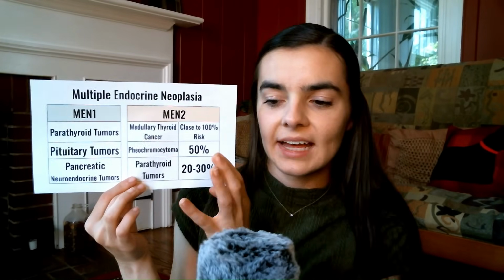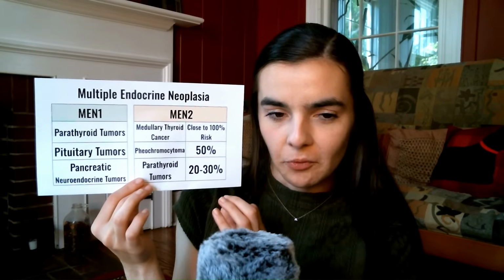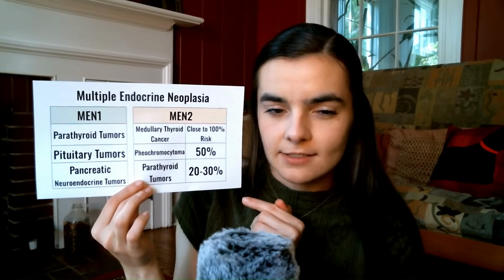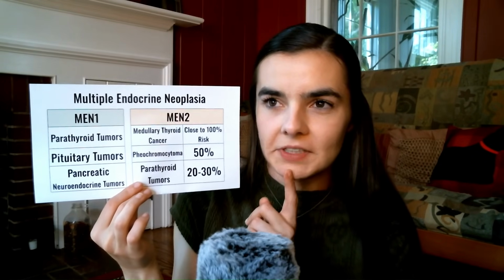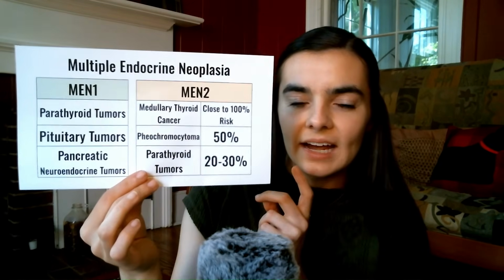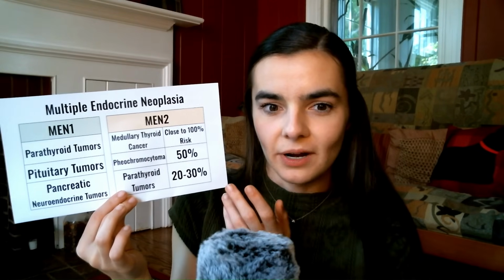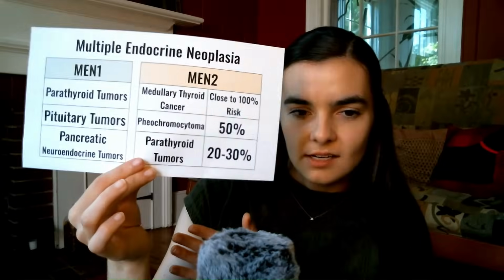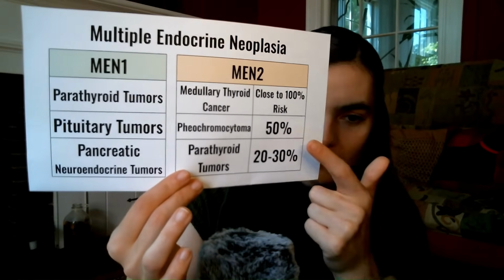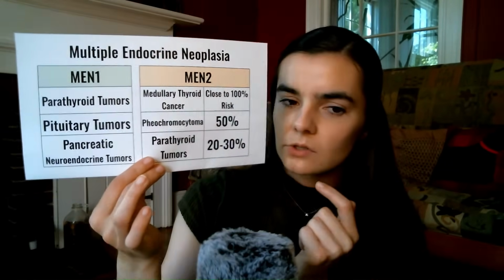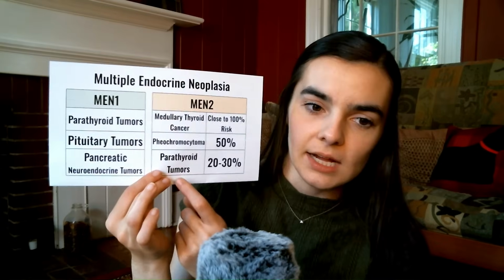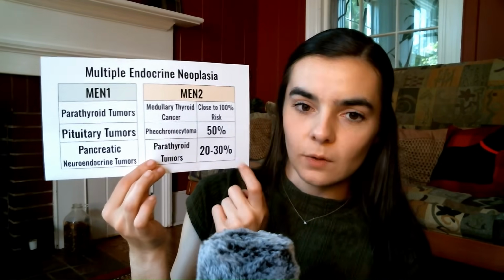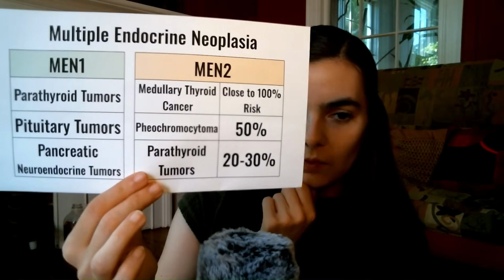Pheochromocytomas are a type of paraganglioma that occurs on the adrenal glands, which are above the kidneys. So, it's a type of adrenal gland tumor, and those overall are really rare. If you have one, again, you should get genetic testing done. And there's about a 50% risk of those with this syndrome. And then lastly, kind of similar, parathyroid tumors, about a 20 to 30% risk with MEN2.